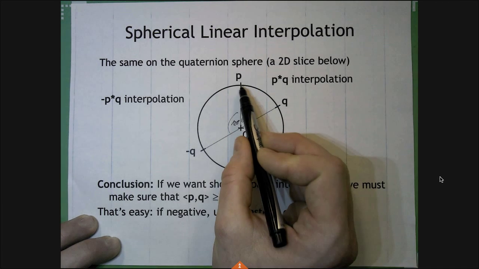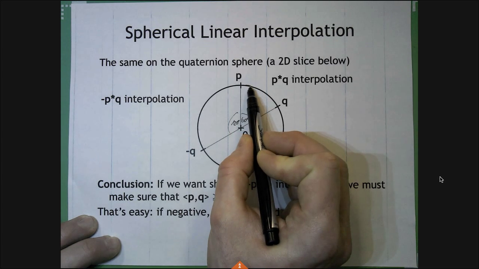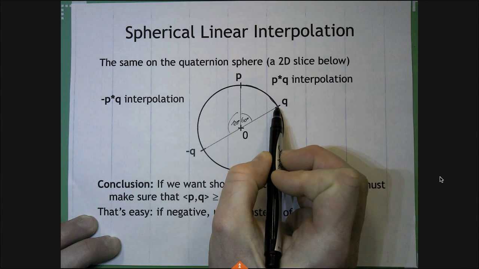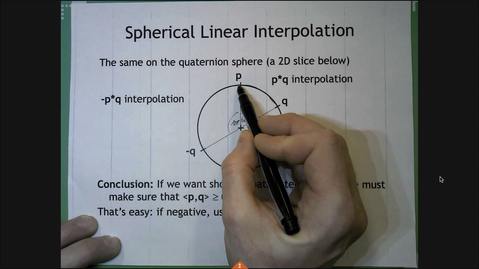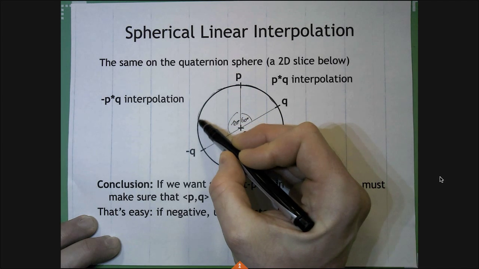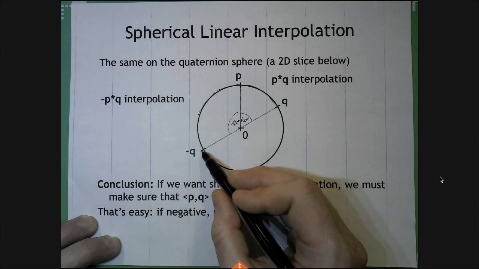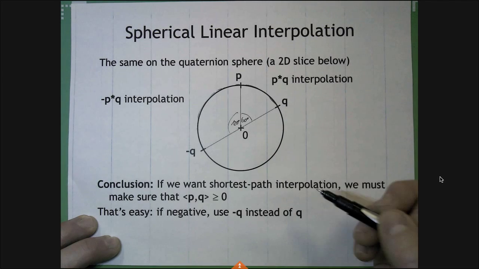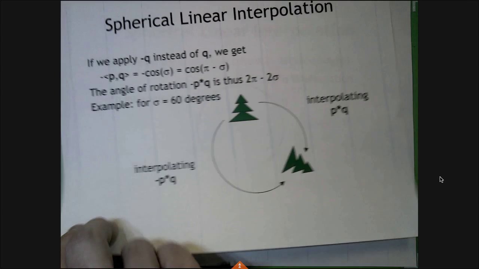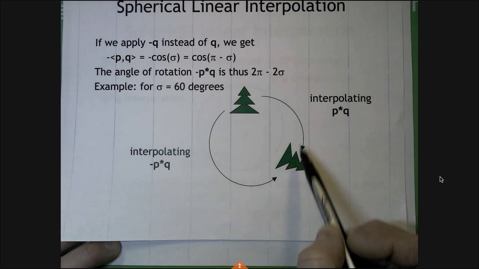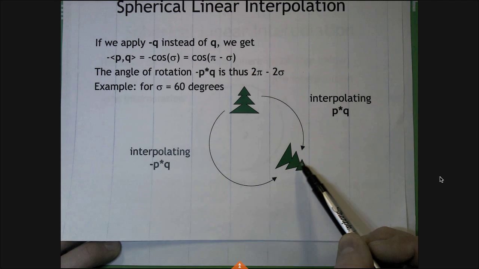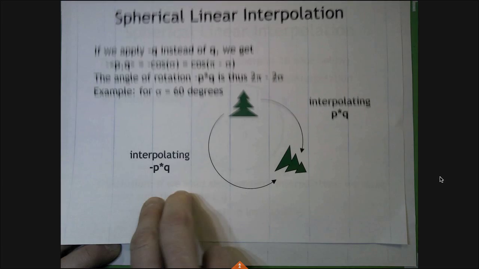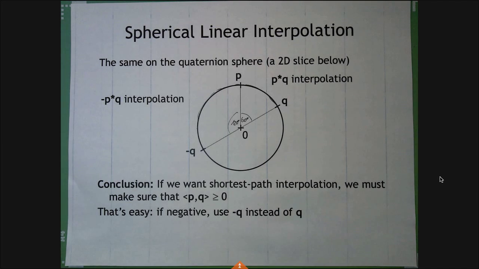So if I'm interpolating between P and Q, I'm interpolating this way. And if I'm interpolating between P and minus Q, I'm going this way. Ultimately, I get to Q or minus Q, which both represent the same orientation. That's like here, right? I'm rotating a Christmas tree or whatever. Either way I rotate it, I get to the same orientation. I just get there with a different path.